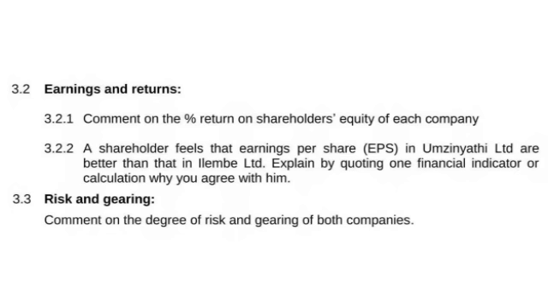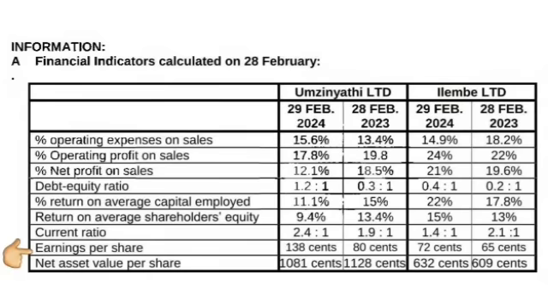3.2.2 says a shareholder feels that earnings per share in Umzinyati Ltd are better than in Ilembe Ltd. Explain by quoting one financial indicator or calculation why you agree with him. So they are already telling us that we are supposed to agree that Umzinyati is doing better. So we are just looking for indicators that will justify that. The simplest indicator to look at, since we are talking about earnings per share, is the earnings per share of both.